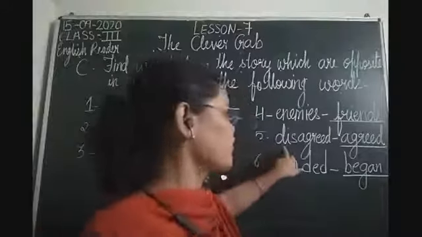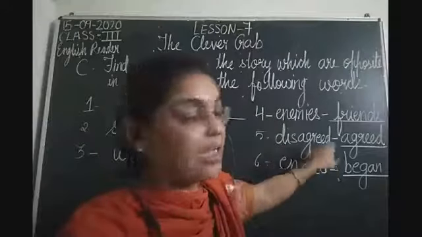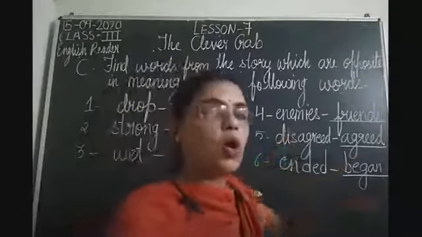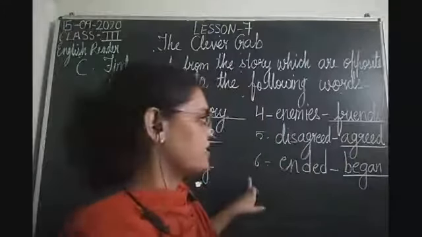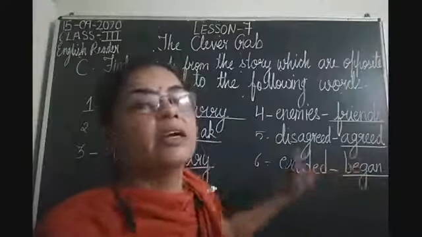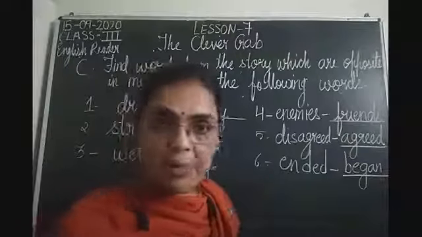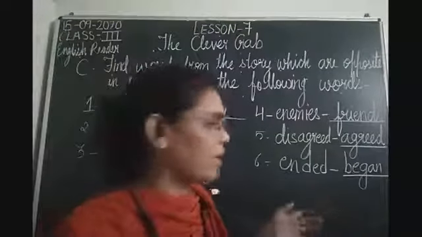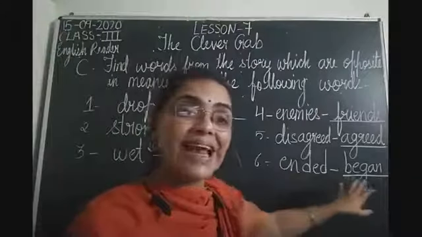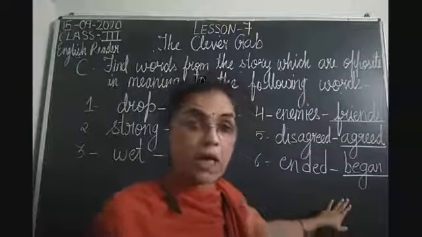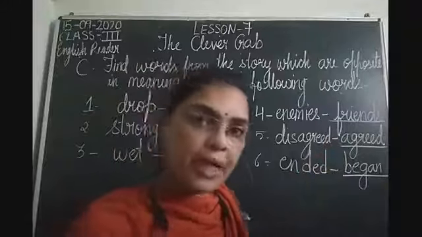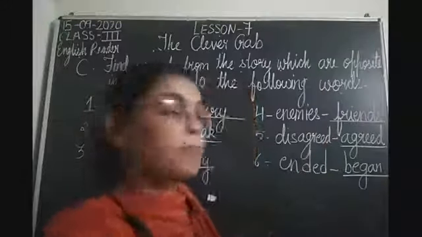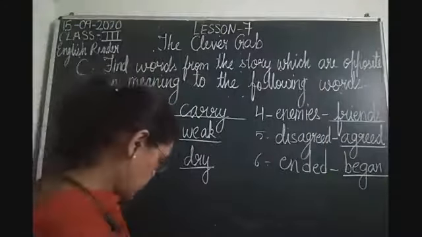Then the fifth word, children, is disagreed, and what will be the opposite of disagreed? Agreed. Disagreed, agreed. Disagreed मतलब नहीं मानना, और agreed मतलब मान लेना. Then the sixth word is ended. Ended मतलब खत्म हो जाना, and the opposite is begin. Begin मतलब start करना, शुरू करना.